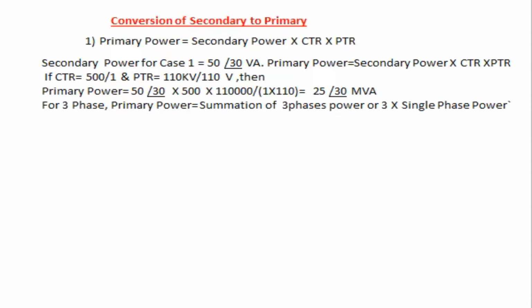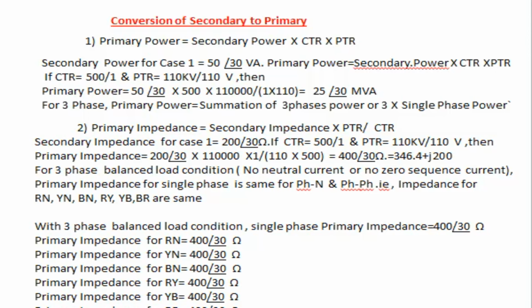For 3-phase, primary power is equal to the summation of the 3-phase powers, or 3 into the single-phase power. In the same way, we can calculate the other phases also. So from the waveform, you can calculate watt and var of the load, that is, whether it is the forward direction or reverse direction. The relay will not see lagging or leading. It will compare the angle. It will see the angle 0 to 180, and 360 degrees in the reverse, minus the lagging angle.